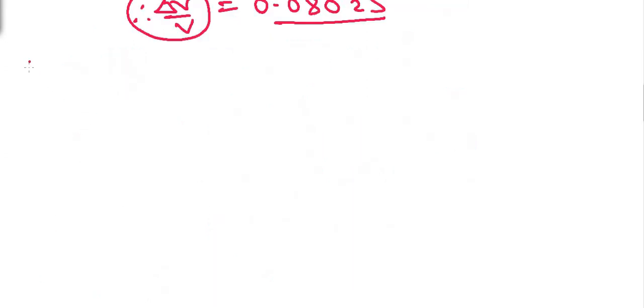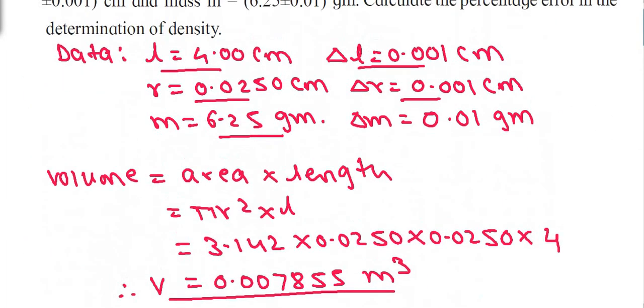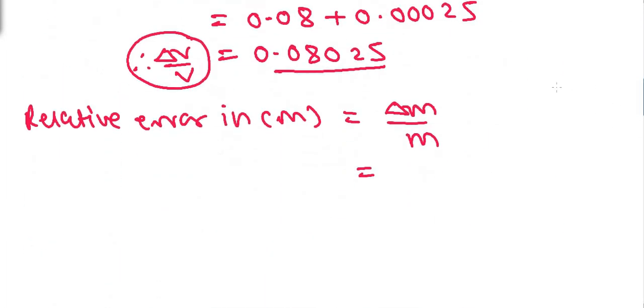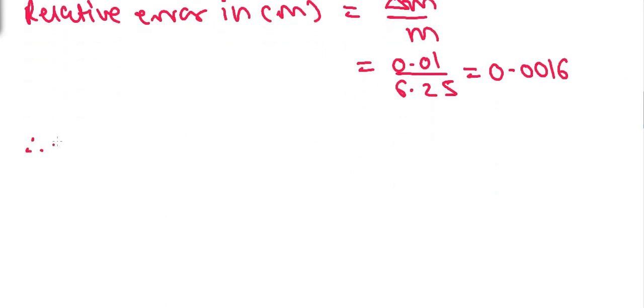Let us now find relative error in the measurement of mass. Relative error in the measurement of mass is equal to delta m divided by m. That is equal to, now delta m upon m, 0.01 upon 6.25. 0.01 divided by 6.25. That is equal to 0.0016. Okay.